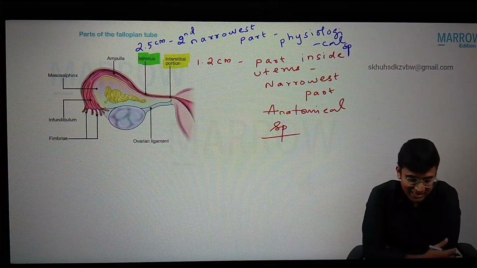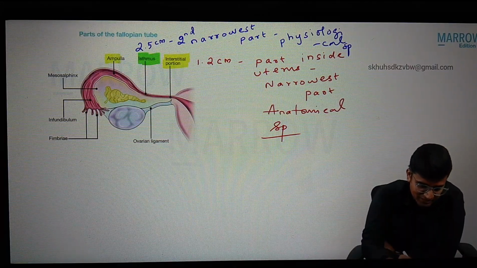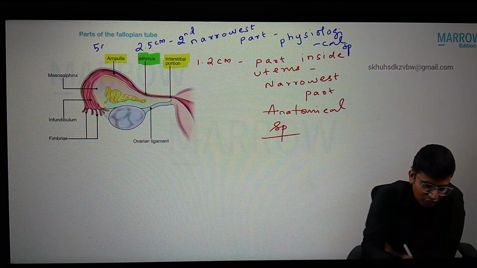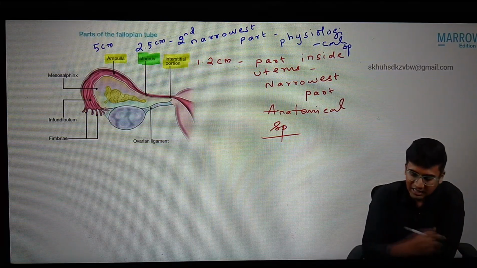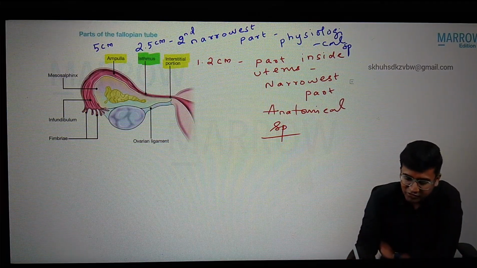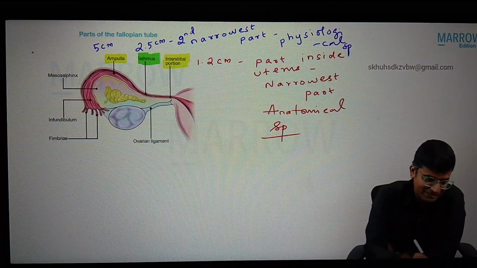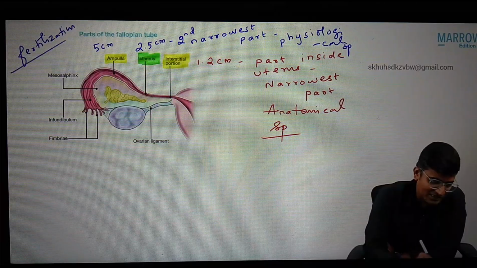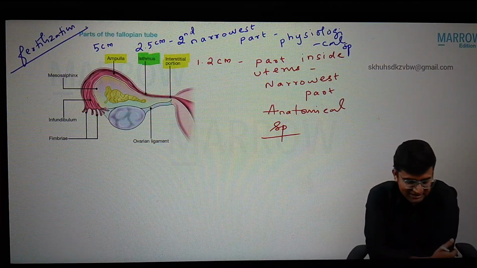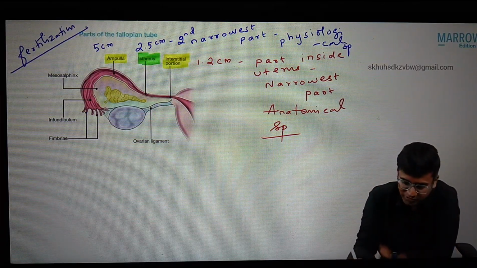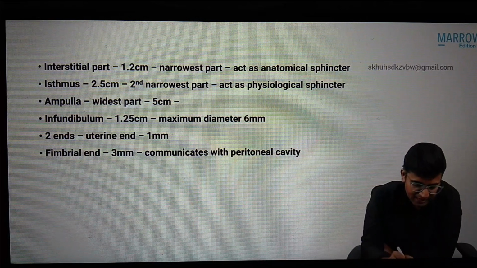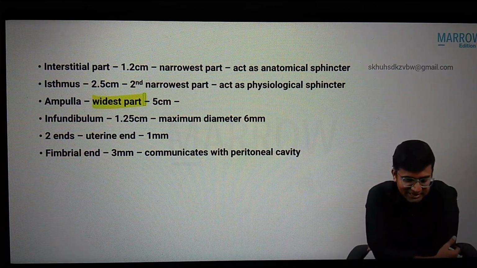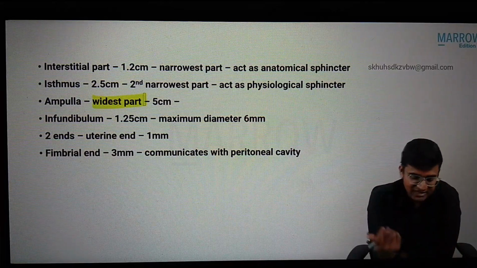Right. Next, the ampulla. The ampulla measures about 5 centimeter, and we know that fertilization takes place in the ampulla of the fallopian tube, and that is the widest part. That is why fertilization takes place at the ampulla.